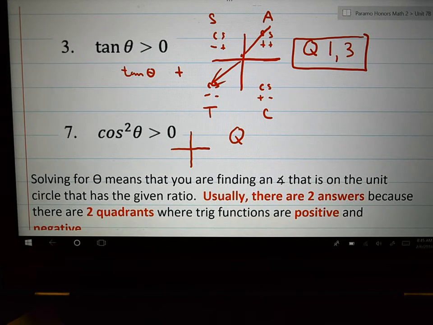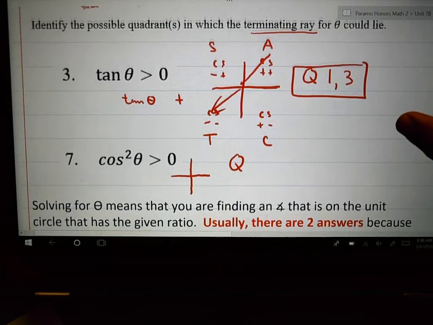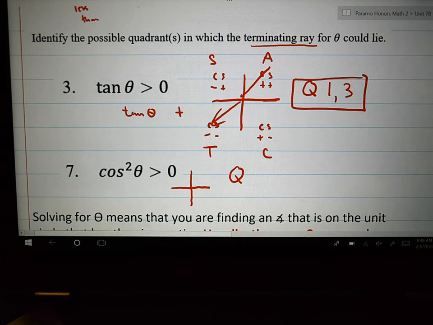I cannot tell based off of what I've heard from the general group if you all got the same answer, but I definitely feel like I didn't hear as much. I heard more indecision out of you. So let's go back to what this says. Is it asking for where theta could be, or is it asking where this is going to end? What does that mean, the terminating ray?